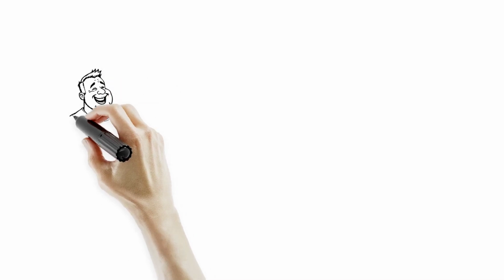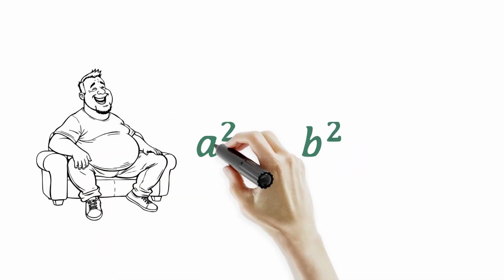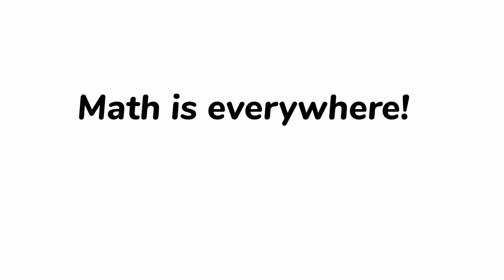So remember, whenever you see a right-angled triangle, the squares of the two shorter sides always add up to the square of the longest side. That's the power of the Pythagorean theorem.